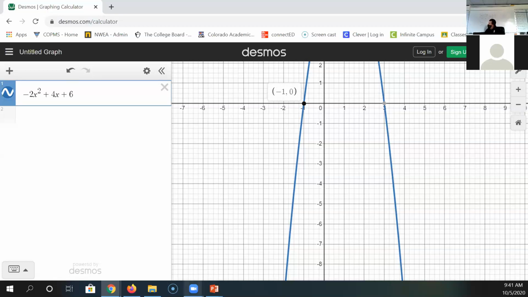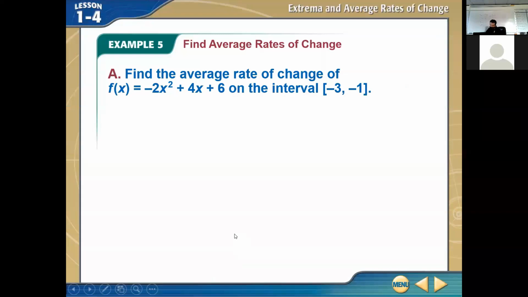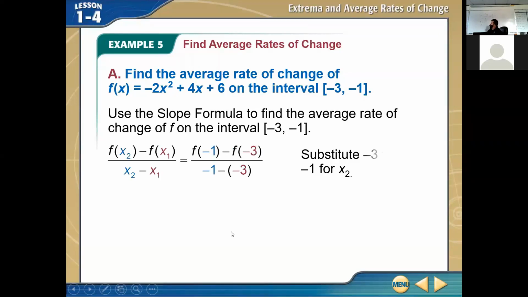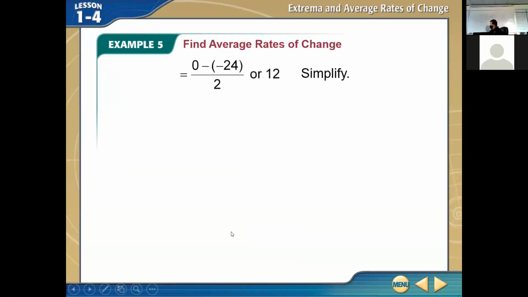So we plugged it in. We've got our functions. We were given negative 3, negative 1. So we would draw a secant line between those two. And our secant line, you can see it would go from negative 3, negative 24, all the way up through negative 1, 0. So now it's just time to fill out our slope formula.